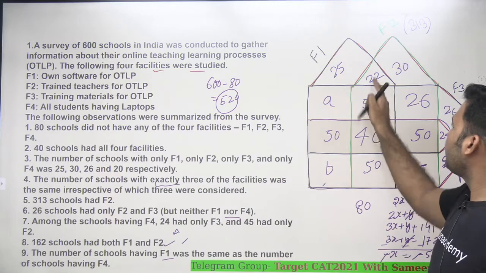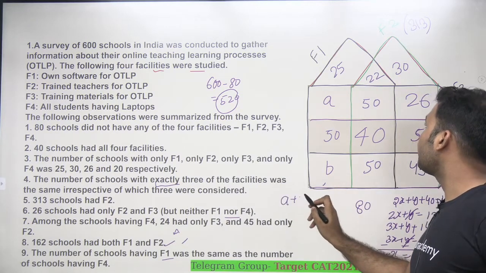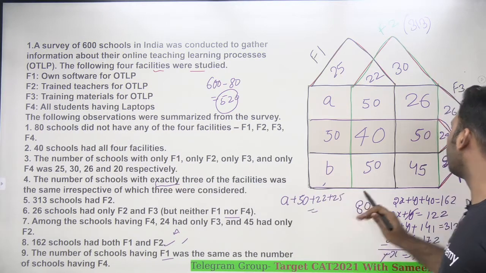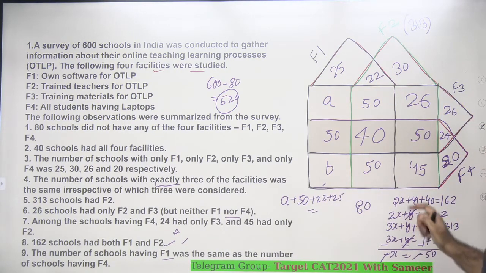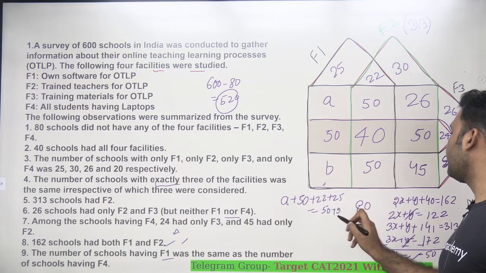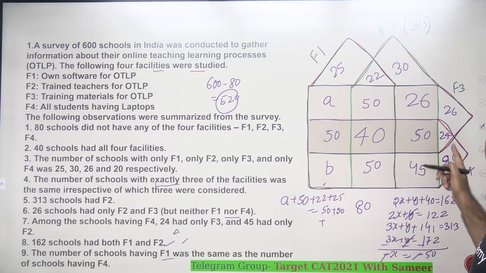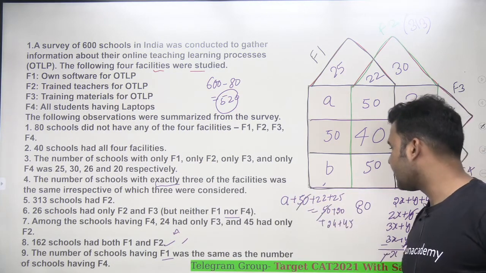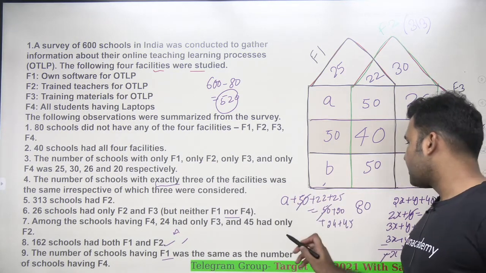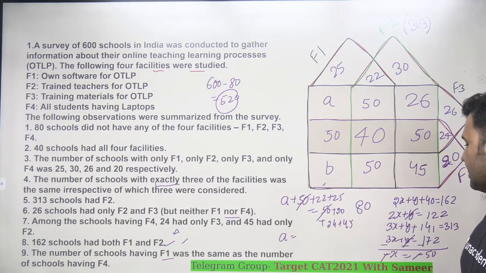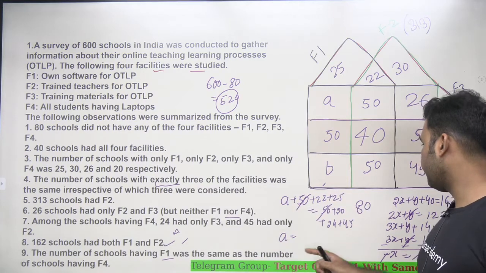So can I say a plus 50 plus 22 plus 25 will be equal to this four region, which is 50 plus 20 plus 24 plus 45? The 50s will get cancelled. Now just solve this and you'll get the value of a quite easily, right? What will be the value of a? Let's solve it quickly.